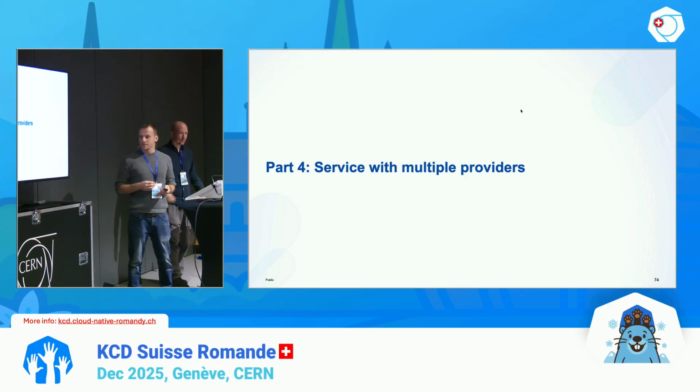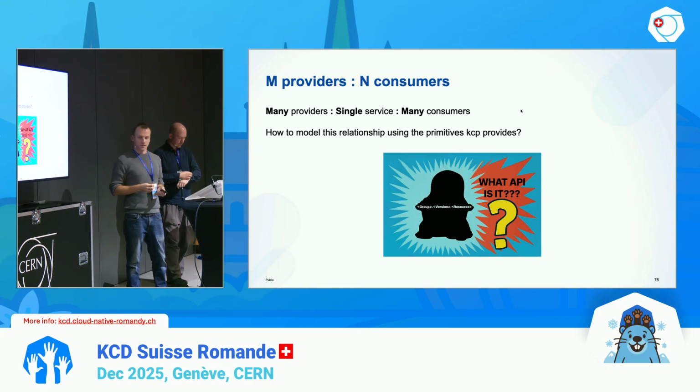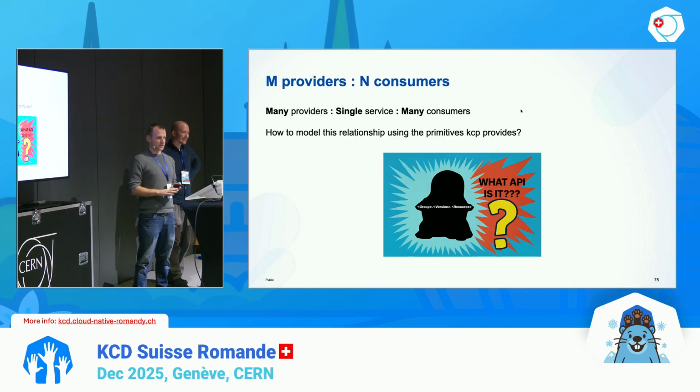Now, moving on to service with multiple providers. Nelo already showed us the individual use cases where we can find this sort of setup where you have different providers for a single API. And in this part, we'll try to see how we can model that kind of relationship in KCP. And also keep in mind that this is the actual three-vendor problem. This is not to be solved by KCP alone, but it does give you the primitives to get you started and on which you can then build your platform.